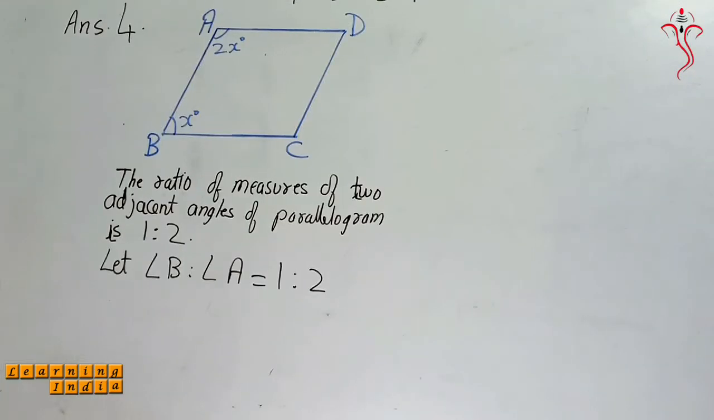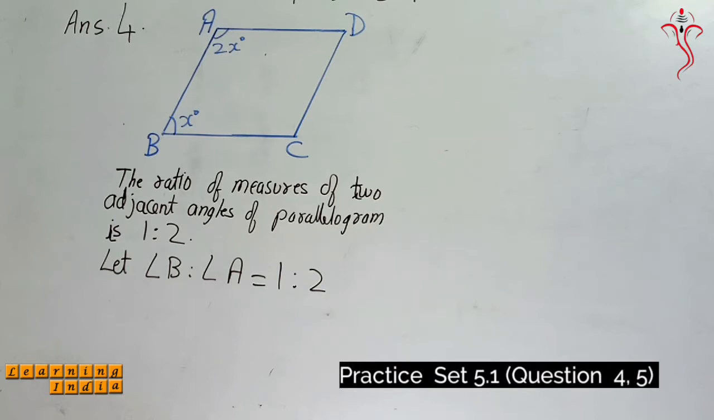So in question number 4, they have given you the ratio of measures of two adjacent angles of a parallelogram is 1:2. You have to find out all the angles of the parallelogram. So I made a diagram here. ABCD is a parallelogram and the measure of angle B is x degree and the measure of angle A is 2x degree. That I have written in the figure.